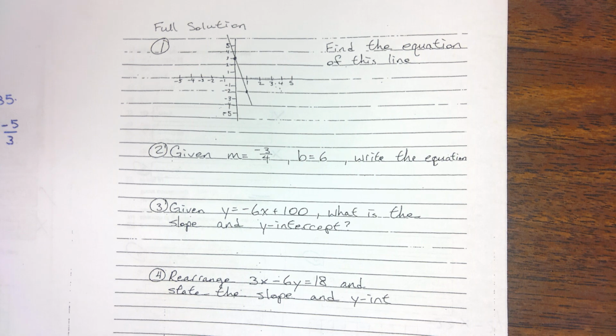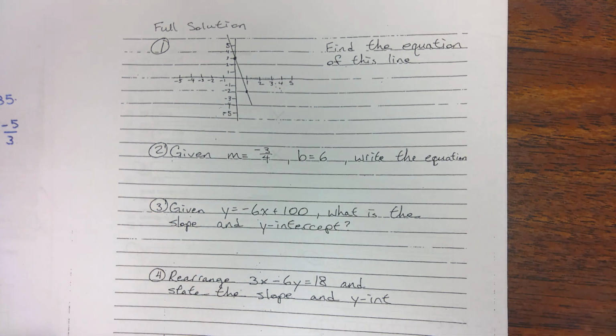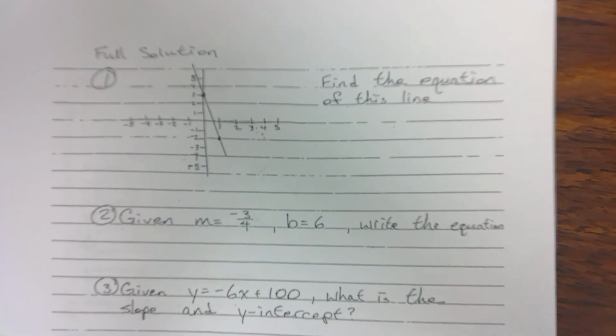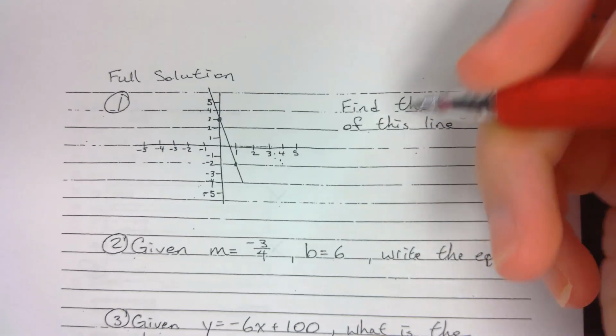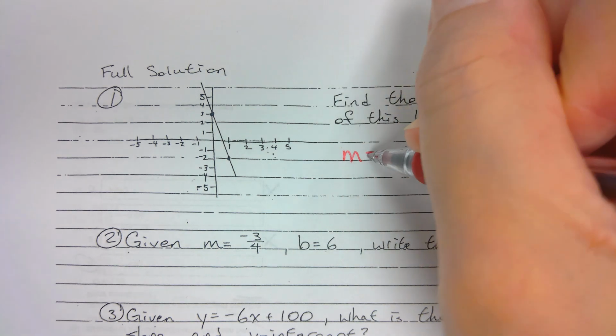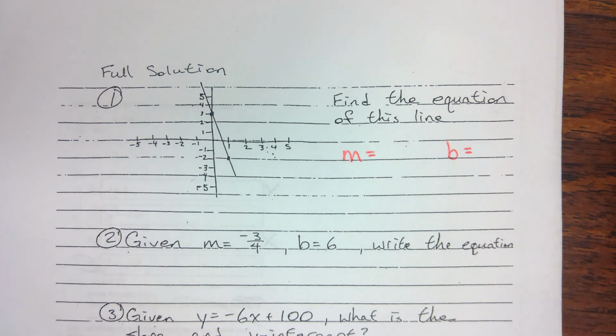Okay, let's continue with the review. So for the first one, you're given a graph and you have to come up with the equation. So what's M and what's B, Sam? Can you tell me what's M and what's B first?